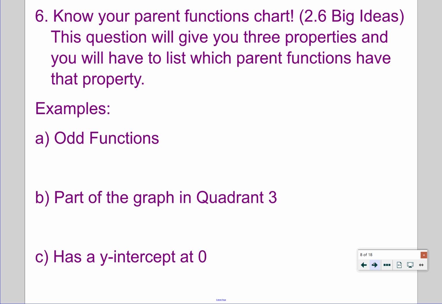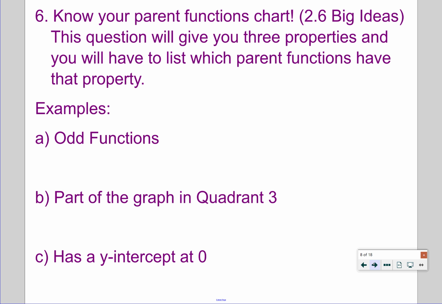On to question 6. Question 6 will be similar to what you guys saw on the take-home quiz. You need to know your parent functions chart, which was one of our big ideas papers. It was, if you were in class, the one I copied on white paper. This question is going to give you 3 properties, and you have to list all the parent functions that have that property that are on your paper. So here are some examples of what those would look like.